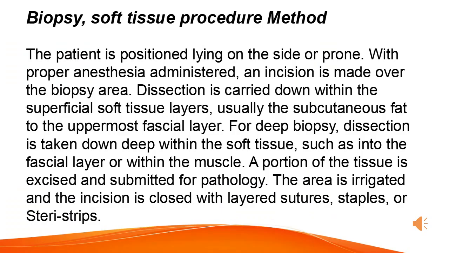The patient is positioned lying on the side or prone. With proper anesthesia administered, an incision is made over the biopsy area. Dissection is carried down within the superficial soft tissue layers, usually the subcutaneous fat to the uppermost fascial layer. For deep biopsy, dissection is taken down deep within the soft tissue, such as into the fascial layer or within the muscle. A portion of the tissue is excised and submitted for pathology. The area is irrigated and the incision is closed with layered sutures, staples, or steri-strips.